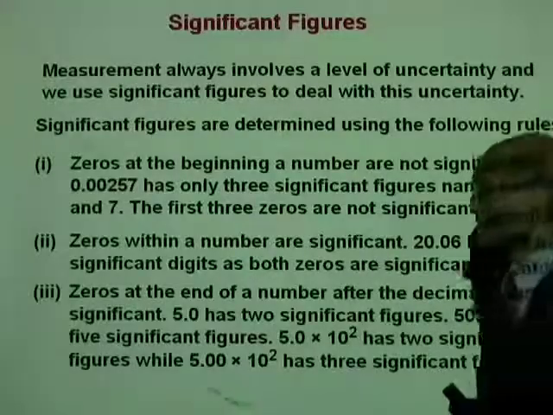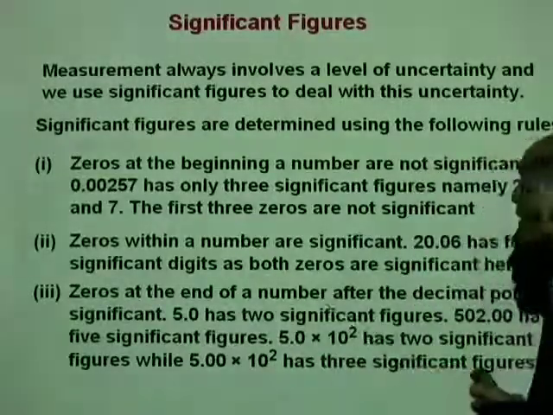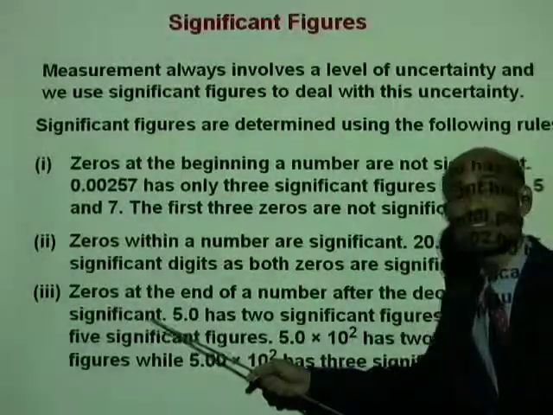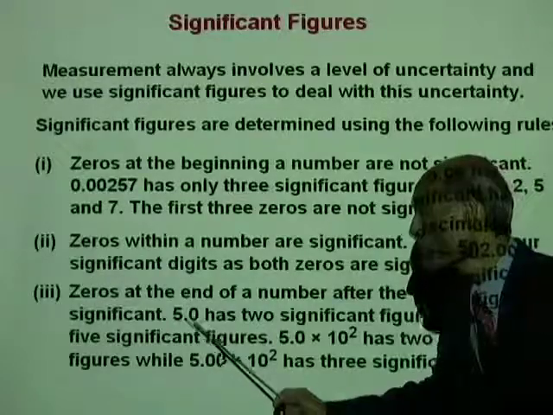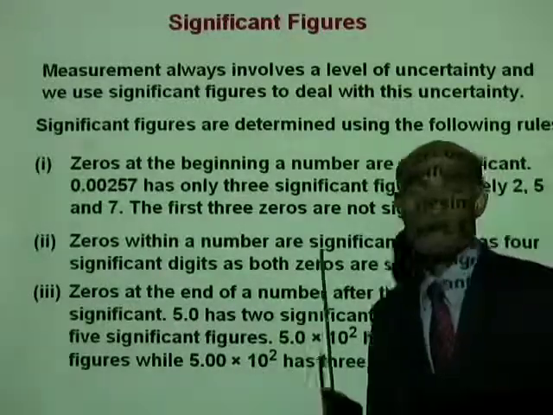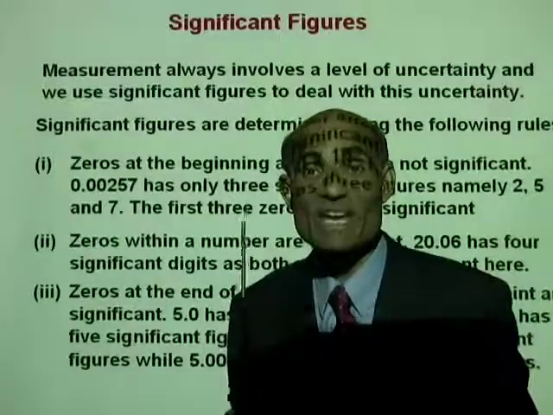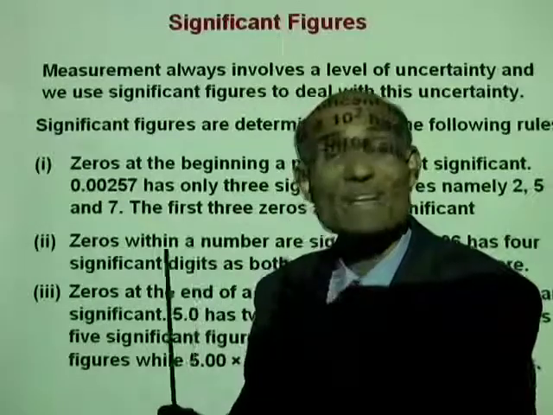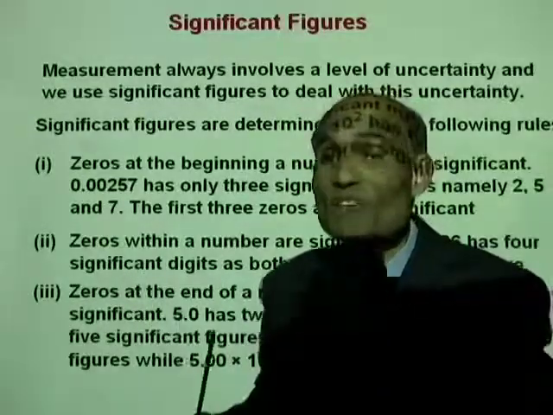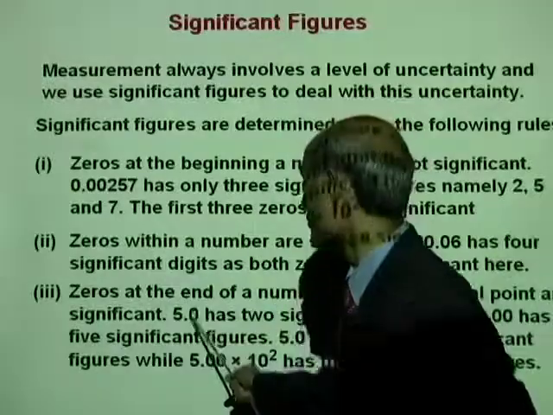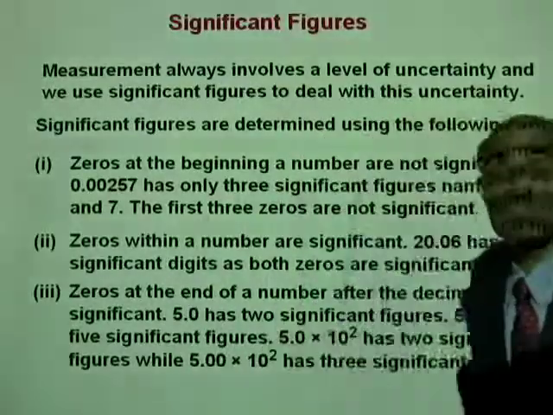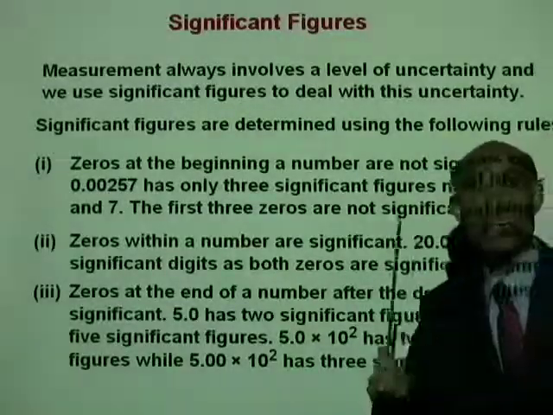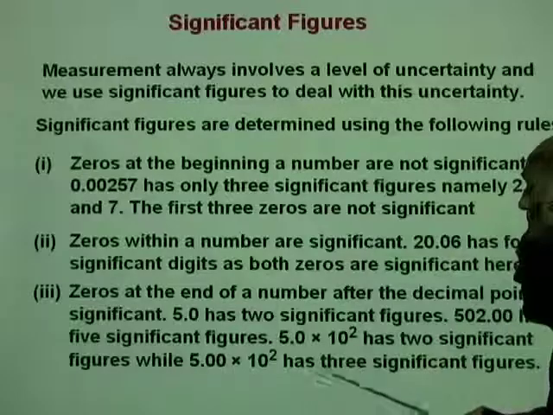Rule number 3. Zeros at the end of a number after the decimal point are significant. For example, 5.0. Now, a number 5.0 indicates that you are making a measurement correct to 1 decimal place. That is a level of accuracy dictated by this. That 0 is significant. So, zeros after the decimal at the end of a number are significant.